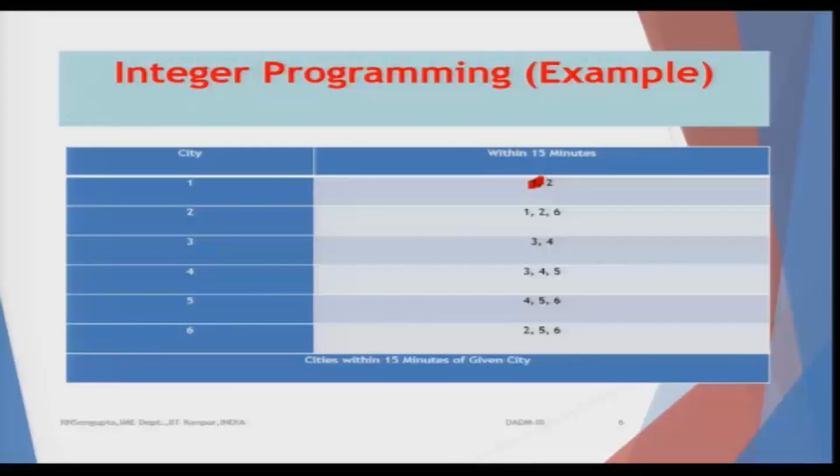Now, consider the second constraint. It is given that 2 is able to cater to 1, 2 and 6, which means x 1 plus x 2 plus x 6 would have a constraint such that if only one fire station is built in city 2, it is able to cater to 1, 2 definitely and 6 also. So, let us see that constraint.